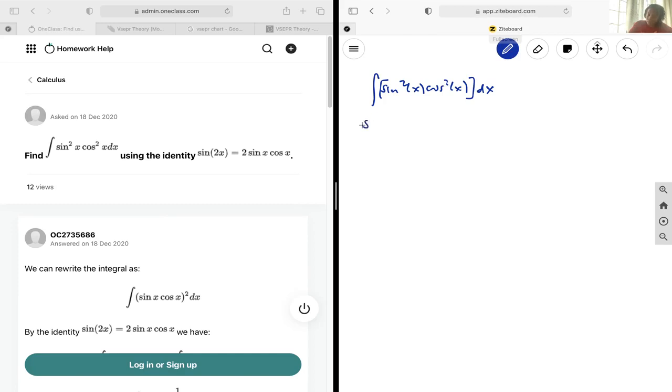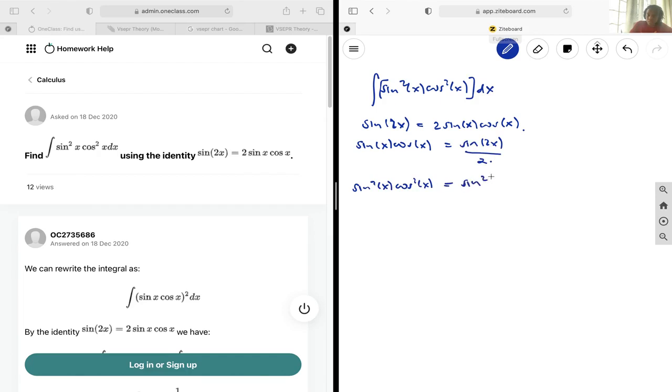Sine 2x is going to be equal to 2 sine x cos x, which means that sine x cos x is equal to sine 2x over 2. And that means that sine squared x cos squared x is equal to sine squared 2x over 4.